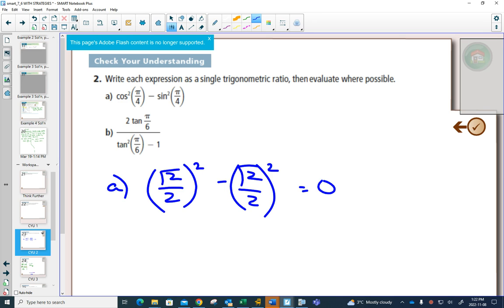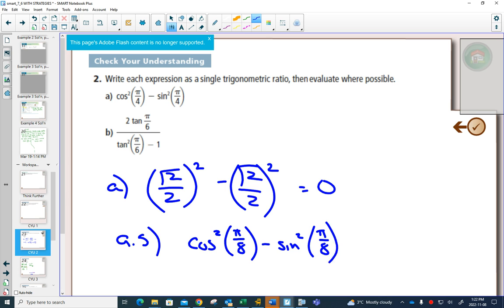This is actually a textbook making a bit of a mistake in this question because I think this is the best way to solve it. But in question 8.5, which I'm just inventing right now, halfway between A and B, we're going to do cos squared of pi over 8 minus sine squared of pi over 8. And we do a quick look on our pi plate, and uh-oh, we don't have pi over 8 on our pi plate.